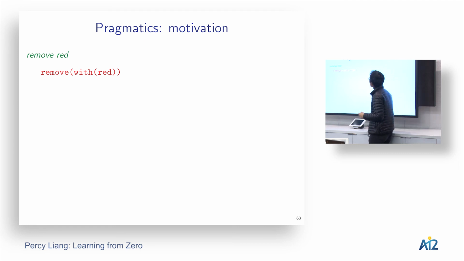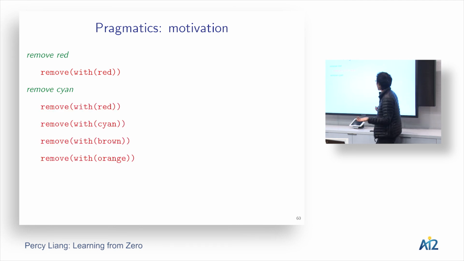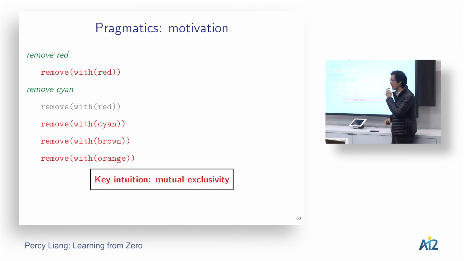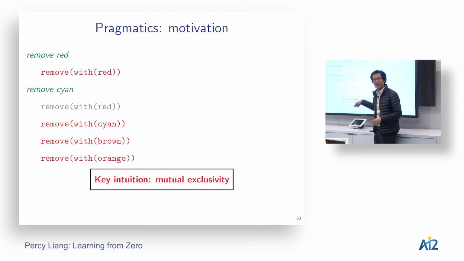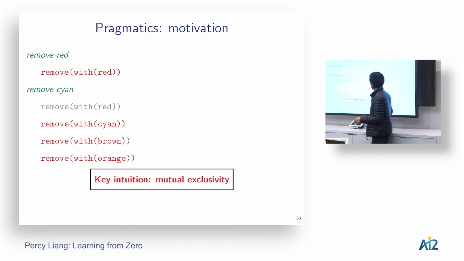So if you told the system "remove red," and it means remove with red, and then you typed in "remove cyan," what do you think "remove cyan" should mean if you didn't know words? Well, it could be anything, possibly, but it probably doesn't mean remove red, right? Whereas the model currently does the opposite. It says, oh, it's definitely remove red, because that's the only thing I've seen before. So there's some missing intuition, this mutual exclusivity.